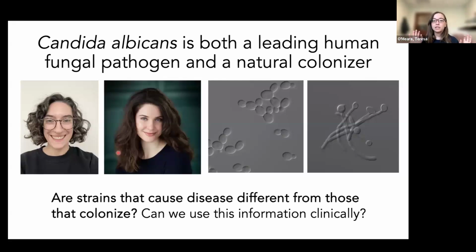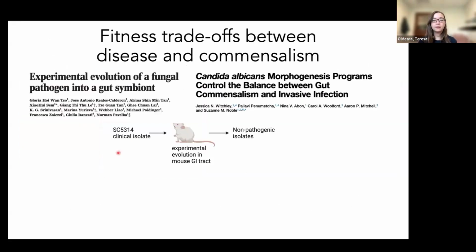And so we wanted to ask the question, are the strains that cause disease different from those that colonize? And can we use this information clinically? The reason why we wanted to take on this topic was because a model had been proposed that there are fitness trade-offs between disease and commensalism.